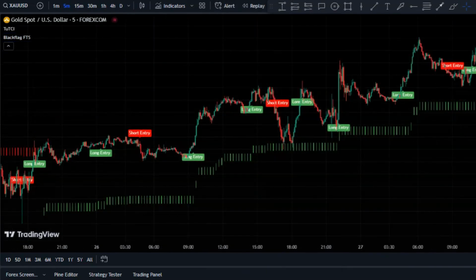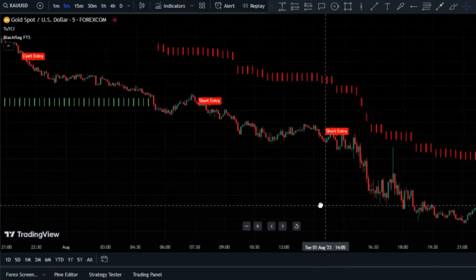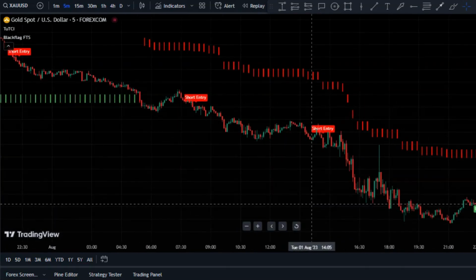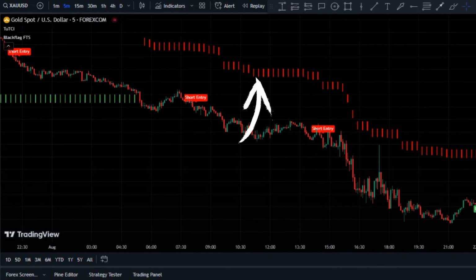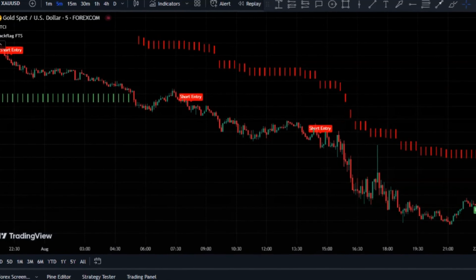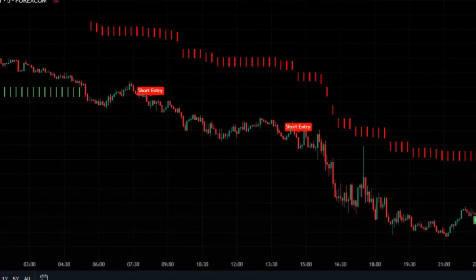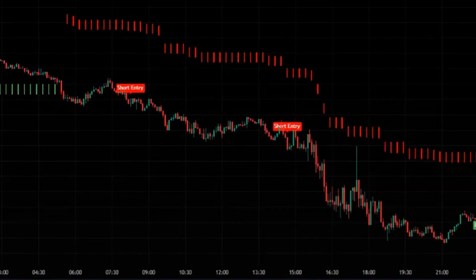Now with these adjustments, you can consider buy signals as valid when the price is above the green black flag indicator, and vice versa, a sell signal is valid when the price is below the red black flag indicator. The black flag indicator acts as a filter to confirm or reject signals from other indicators based on where the price action is relative to the green or red lines.